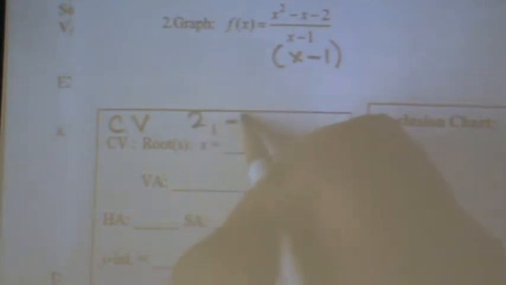Let's do another one, number 2. Factor the numerator. Tell me what you get when you factor it. X minus 2, x plus 1 over x minus 1. What are my critical values? 2, -1, and 1.